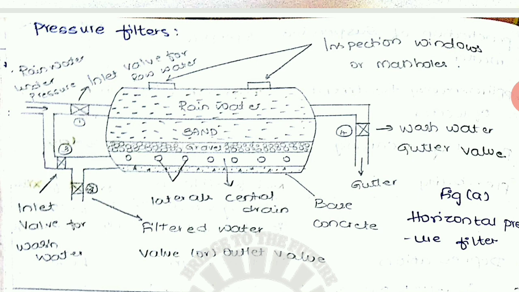Even after filtering, below the gravel bed there may be chances of suspended impurities remaining. That can be washed off and passed through the inlet valve, wash water number 3.